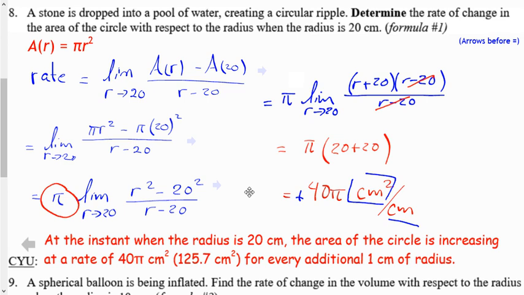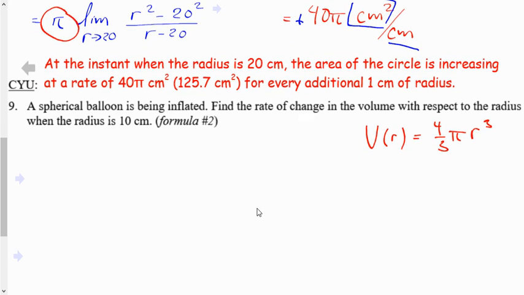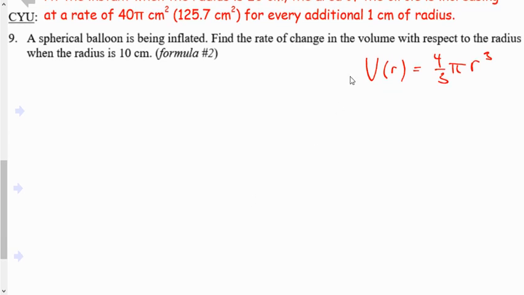Well, why don't you try the next question? Here we have a spherical balloon, and I've given you a formula for the volume of a sphere. We want to find the rate of change in volume with respect to the radius when the radius is 10 centimeters. Pause the video, restart once you finish the question.